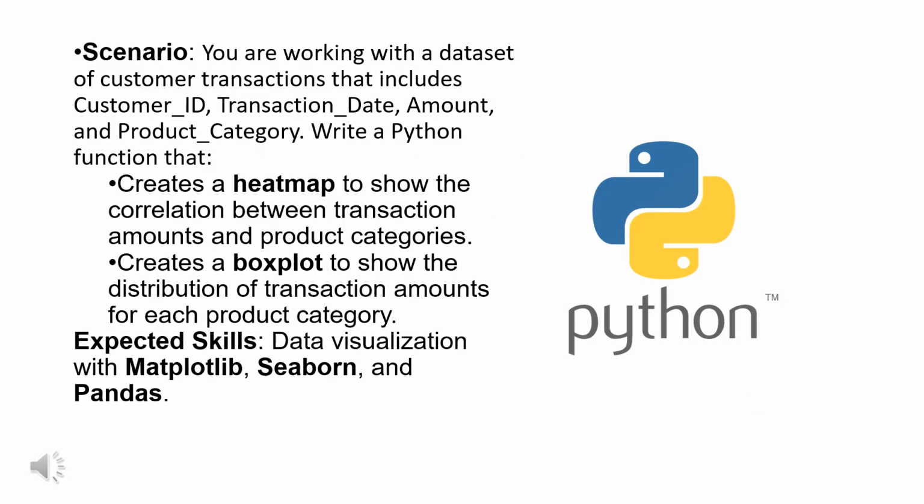Questions. You are working with a data set of customer transactions that includes customer ID, transaction date, amount, and product category. You have to write a function in Python to create a heat map to show the correlation between transaction amounts and the product categories. And next, you need to create a box plot to show the distribution of transaction amounts for each product category. Expected skills are data visualization with Matplotlib, Seaborn, or Pandas.